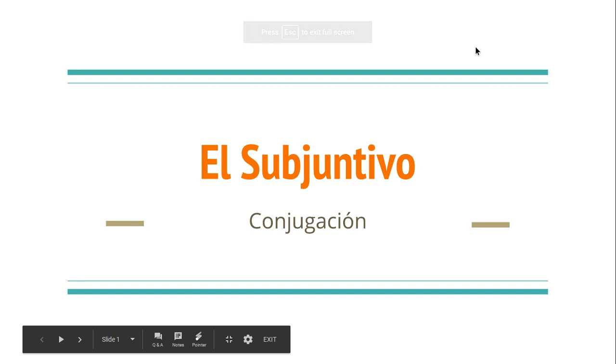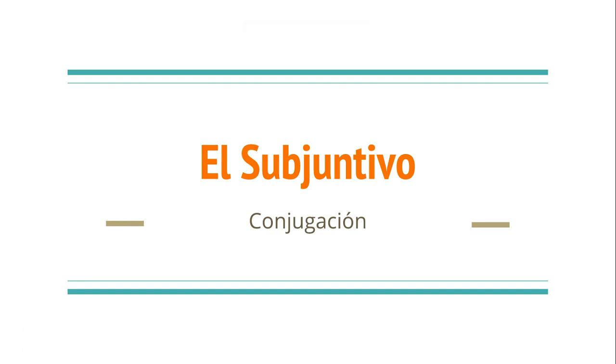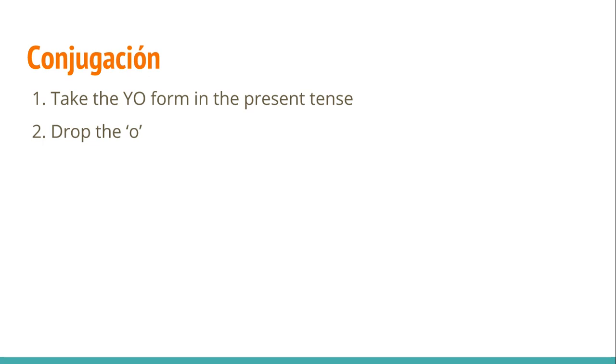Hello. Today we are going to learn how to conjugate verbs in the subjunctive tense. The conjugation for verbs in the subjunctive tense has 3 steps. The first step is to take the yo form in the present tense of the verb. After you take the yo form in the present tense, drop the o from that verb.